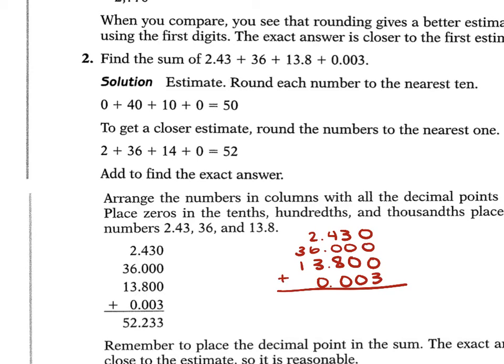From here, I'm just going to add. So 0 plus 0 plus 0 plus 3 is 3. 3 plus 0 plus 0 plus 0 is 3. 4 plus 0 plus 8 plus 0 is 12. Put the 2 down, carry the 1, put your decimal point down. Then we have 2 plus 6, which is 8, plus 3 is 11, plus 1 is 12. Carry the 1, put the 2 down. So 3 plus 1 is 5. So it's 52.233.